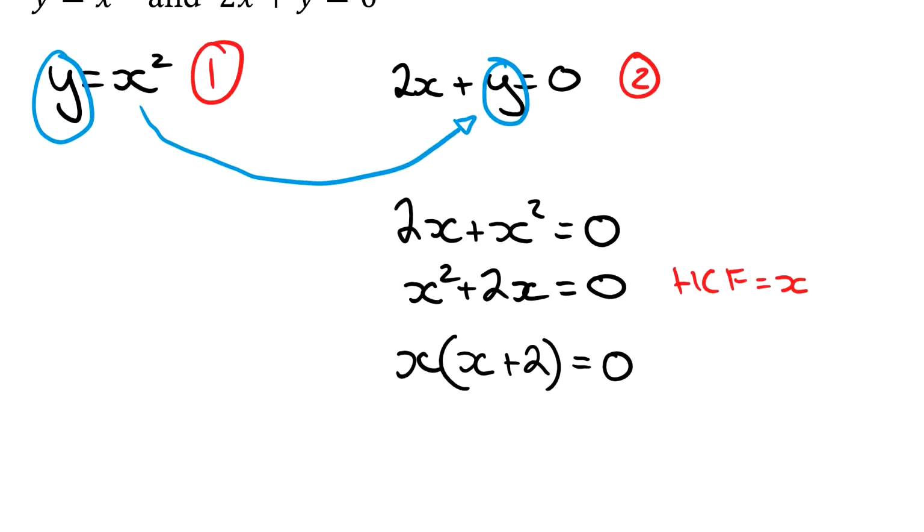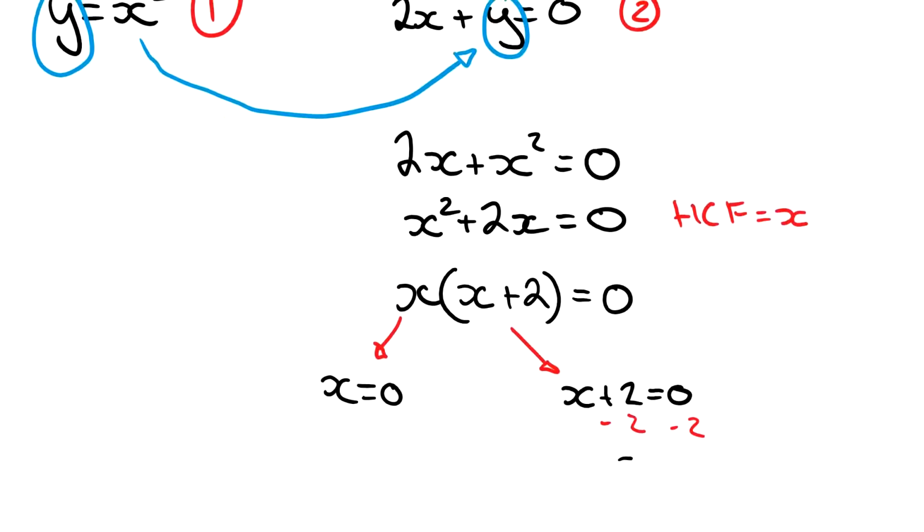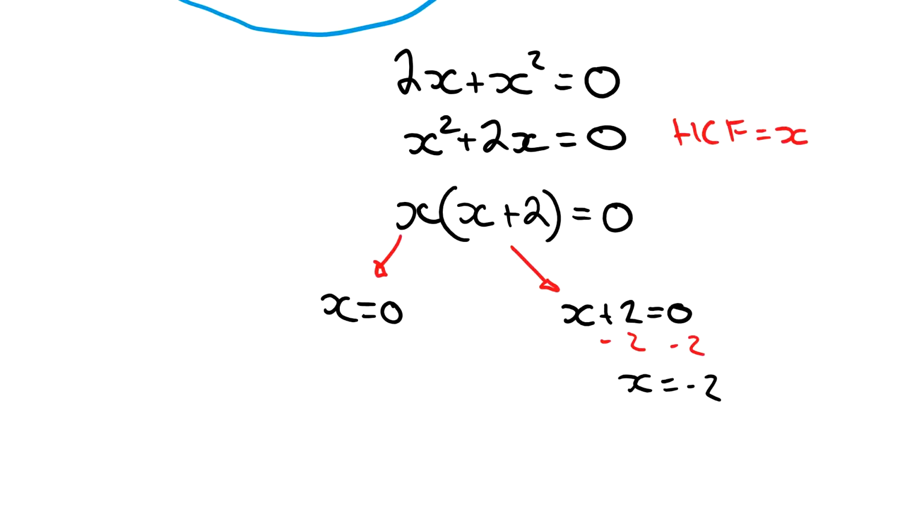Now when you've got something like this, I need to find what this x equals to make it equal 0, and what this bracket equals to make it equal 0. Whenever you've got a pronumeral at the front, like this front x, that has to equal 0. So I know that x is 0, and then over here I know that x plus 2 needs to equal 0. So I go minus 2, and I end up with x equals negative 2. So now I have my two x values: x equals 0, and x equals negative 2.